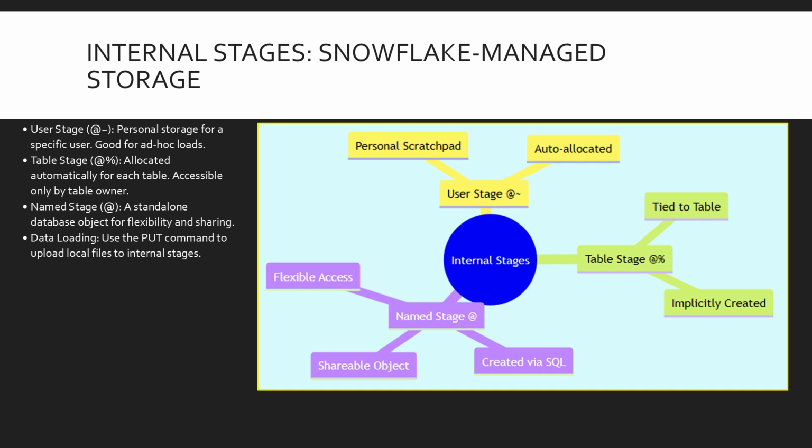This mind map breaks down the three types of internal stages. At the top is the user stage @tilde, your personal space. In the middle is the table stage @%, which is tightly coupled to a specific table structure. At the bottom is the named stage which is the production grade choice because it is a distinct object that you can grant permissions on, allowing multiple users and processes to collaborate on data loading.